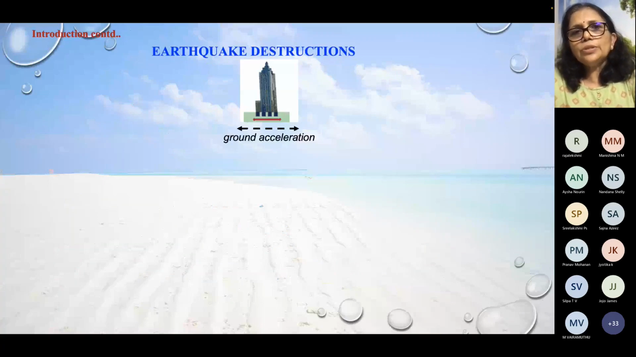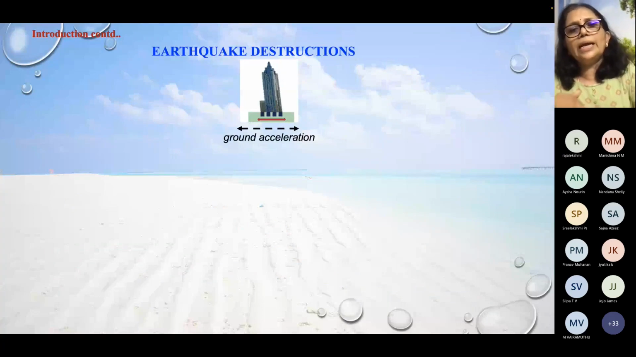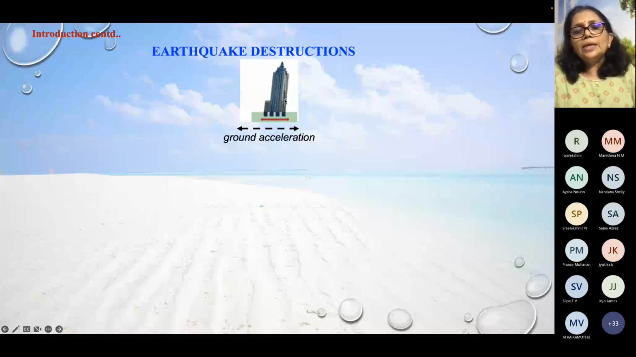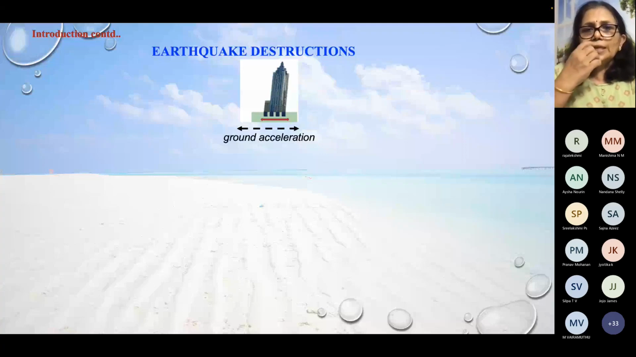So I'll just show you some earthquake destruction. This is what is happening in an earthquake. The ground will have an acceleration because the ground moves, the structure also moves. So you can see the swinging of the structure. If it is not able to take that much flexibility, then the whole structure will collapse. So you have to design for that.